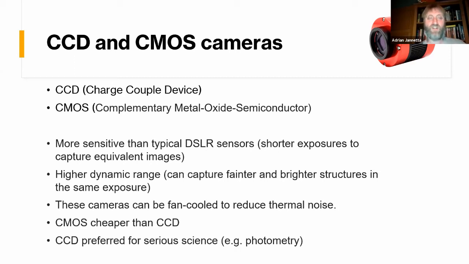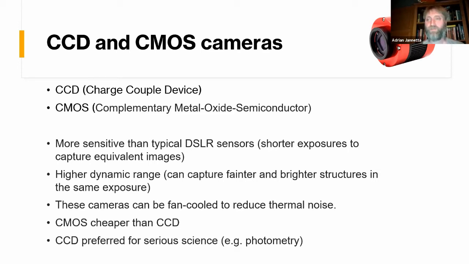Traditionally, you've got charge coupled device CCD cameras. CMOS are cheaper to manufacture, and therefore they're cheaper to buy, but they more or less do the same thing. CCDs are more preferred for serious science, but they can be fan cooled as well, which reduces the internal thermal noise of the camera. The one I've got, you can cool it down to like 25 degrees below zero, I think. So it can really reduce the noise in your images.